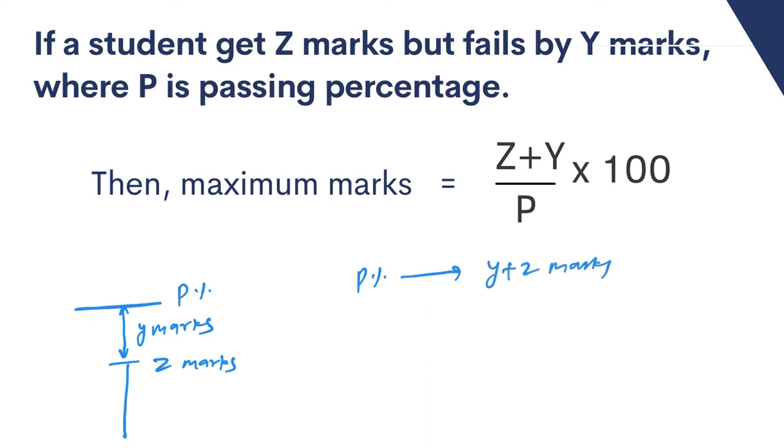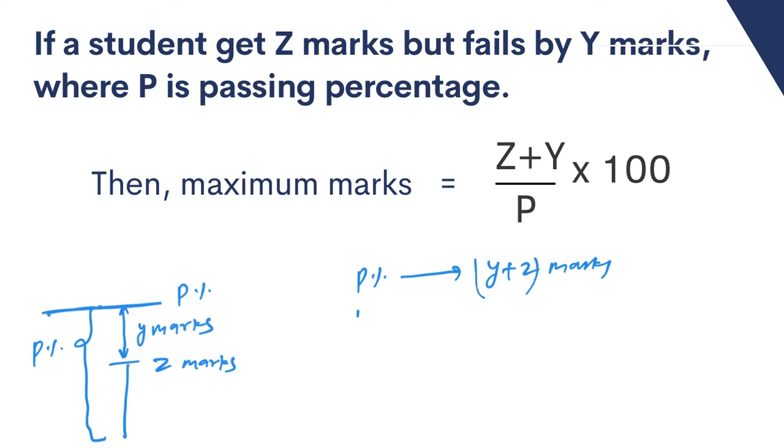Why? Because this total gap is p percentage. Till here this is p percentage, and this total is y plus z, which is equal to p percentage, because we know this height is p percentage. So I can say p percentage is equal to y plus z marks.